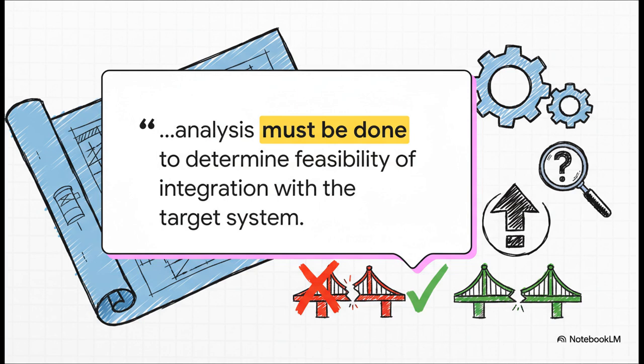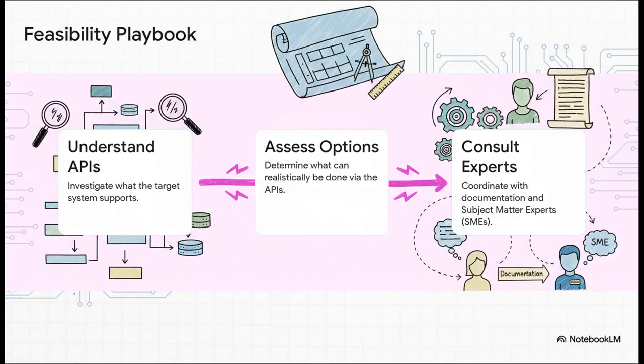All that means is figuring out if the project is even possible before you sink a ton of time and money into it. Seriously, skipping this step is the fastest way to guarantee your project will fail. Now, the playbook for this analysis is pretty simple, but it's incredibly powerful. First, you dig into the APIs. You go back to that restaurant menu and see what tools you actually have to work with. Second, based on that menu, you figure out what's realistically possible. And third, you go talk to the experts, the folks who know this system inside and out. It's really a mission of pure discovery.